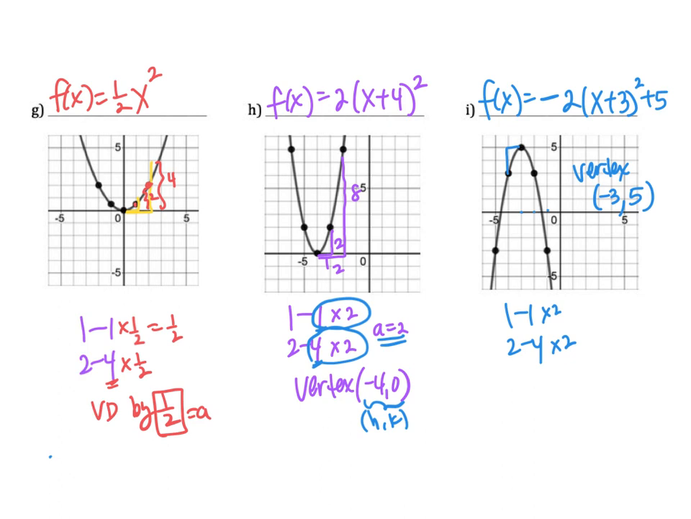Letter I had one extra step in there. First, it had a reflection, so it's opening downward, so you need a negative in front of your a. Instead of 1 to 1, it was 1 to 2. Instead of 2 to 4, it was 2 to 8, so it doubled its distance, a vertical dilation, so that's why we have the 2 here. And then our vertex was negative 3, 5, so we moved to the left 3, up 5. And remember, when you move to the left, you go the opposite and put a plus sign in here. And then up 5 is just plus 5.